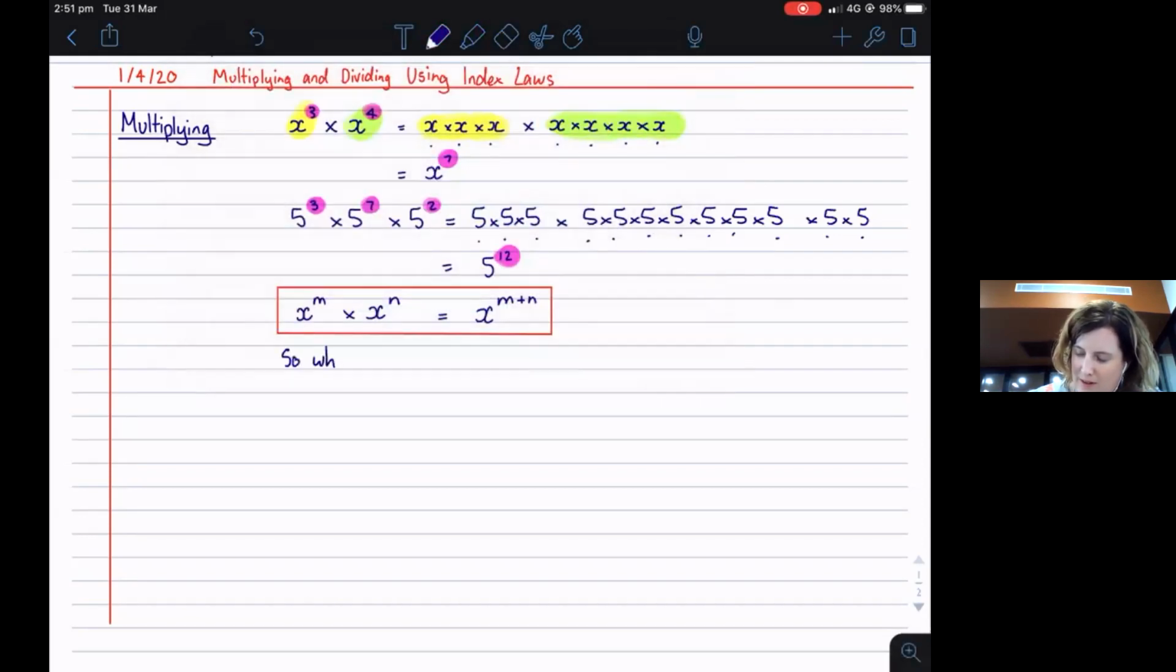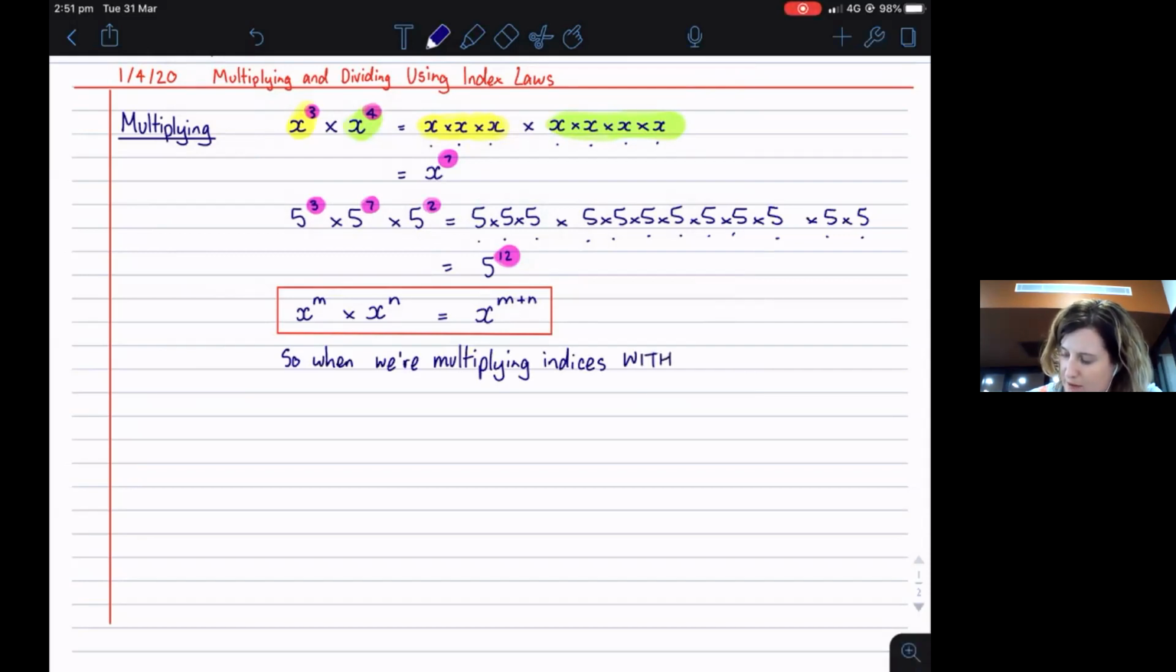So when we're multiplying indices with the same base, that's really important. We can't do this: x to the 3 times y to the 4. We can't say, well, that's xy to the 7. It doesn't work like that. We can't put them together like that. We just have to write x^3 y^4.